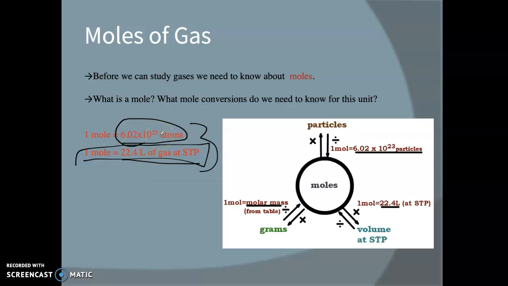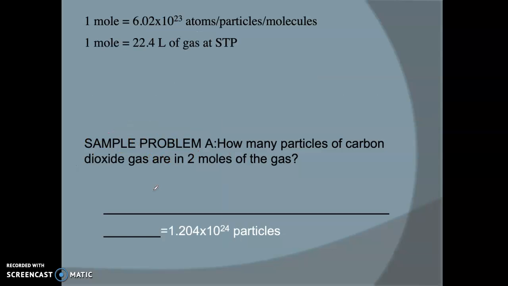Because if I said, hey, go grab 5 atoms from the lab, you'd be like, well, I can't, because atoms are tiny. But if I say, okay, go grab 5 moles of something from the lab, now all of a sudden I have a volume or a mass that's measurable. So how many particles of carbon dioxide are in 2 moles of gas?